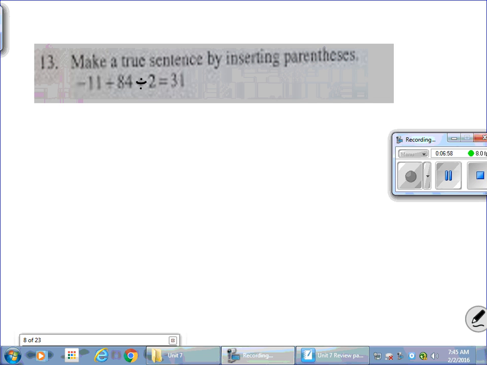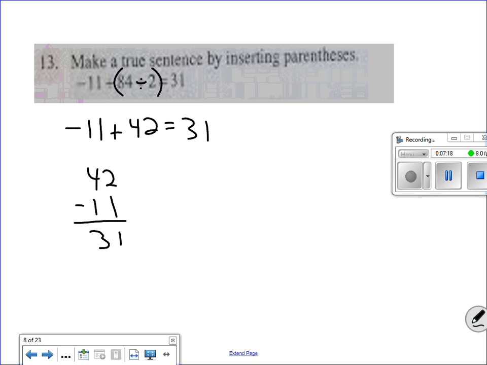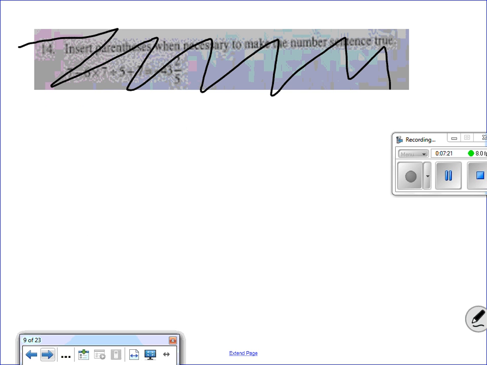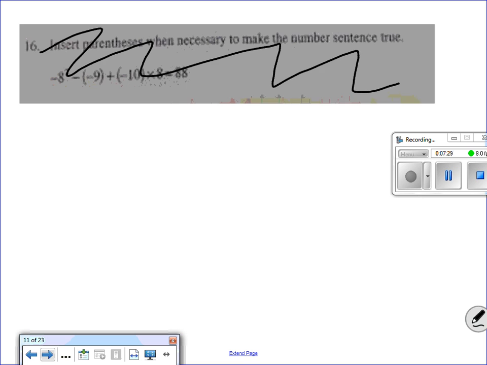I have to try and get to a positive 31, so I'm going to put my parentheses around 84 divided by 2. Negative 11 plus 84 divided by 2 is going to give me 42 for an answer, equals 31. 42 minus 11 gives me a 1 and a 3, which is 31. I want you to cross off number 14. There's reasons why, okay? But it's pretty complex. I want you to cross off 15. Go ahead and cross off 16.